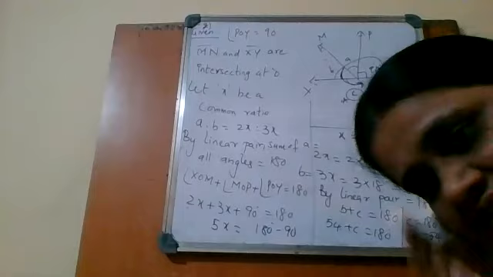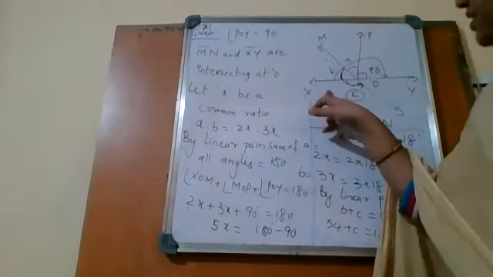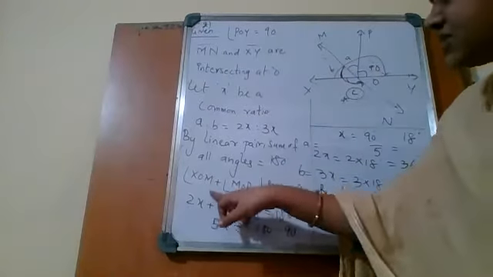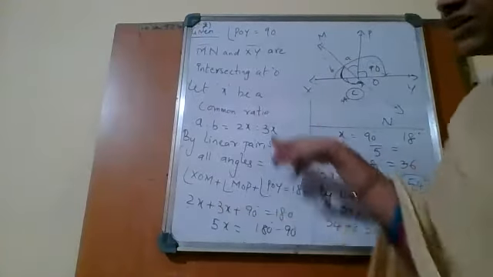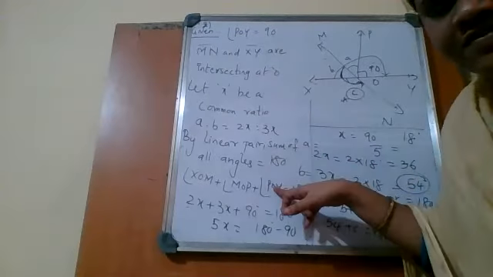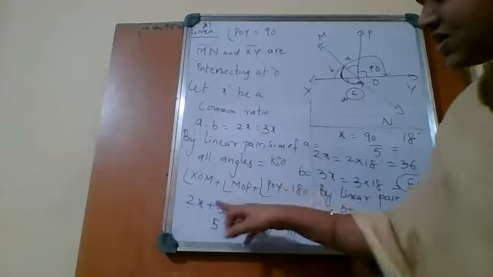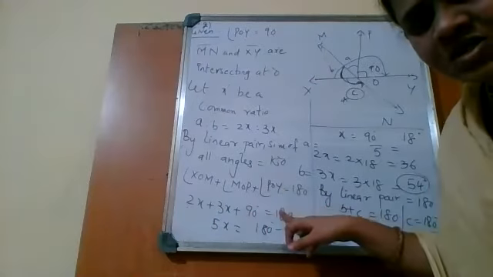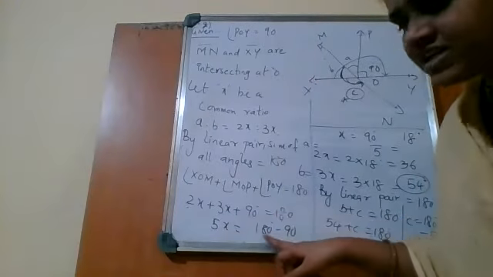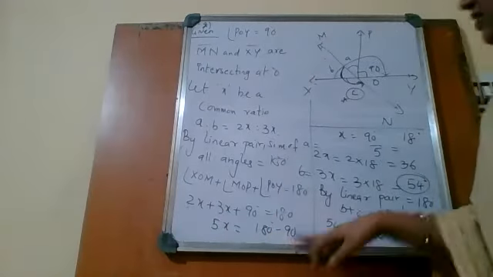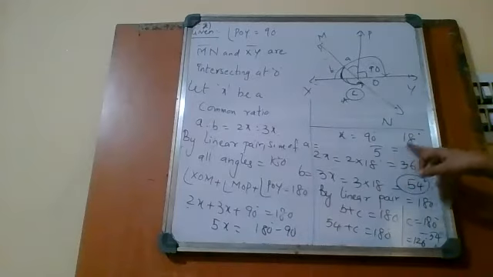Shall I explain once again? Once again, I'm explaining. This is a linear pair. 2x plus 3x plus 90. This is all given. This you should write by yourself. In the next problems, I'll make you write this given, whatever the given is. 2x plus 3x plus 90 should be equal to 180 degrees. 5x is equal to 180 minus 90. Therefore, x is equal to 90 by 5, which is how much?